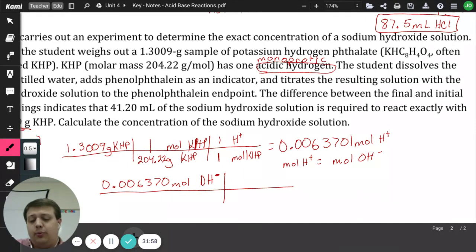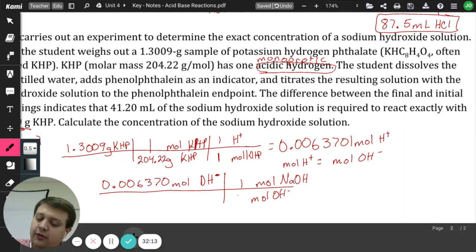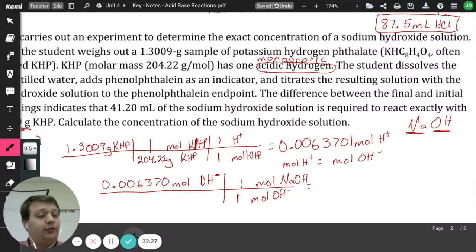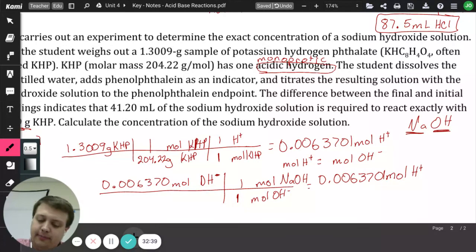So I have 0.006371 moles of OH. We're going to go from moles of OH minus into moles of sodium hydroxide. And we know that we have 1 mole of sodium hydroxide for every 1 mole of OH. How do I know that? Well, sodium hydroxide is NaOH. It is a 1-to-1 ratio there. Okay, so now I'm going to solve for my moles of sodium hydroxide, which is again 0.006371 moles.